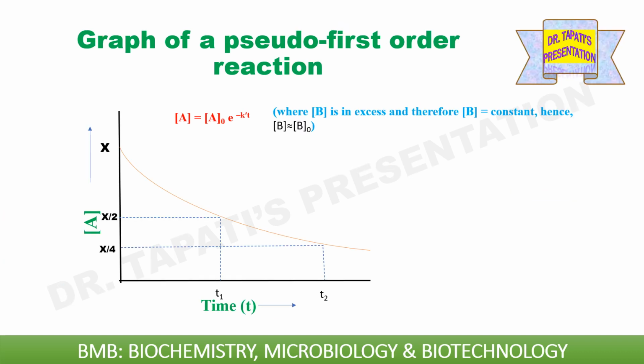This is a graph of a pseudo-first order reaction where we are plotting the concentration of A versus time, or we can plot the concentration of B versus time, and we will get this type of graph.